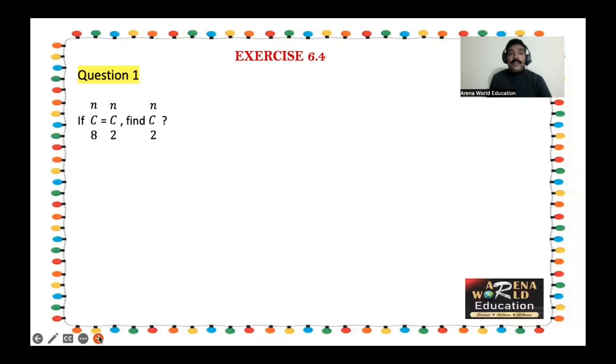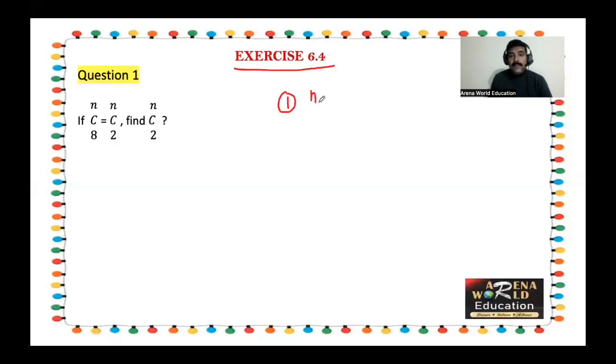So this is question number 1, right? Here it is given nC8 is equal to nC2, to find nC2. This exercise 6.4 is mainly related to combinations, right? So we will apply one formula here. We had already discussed the formula.